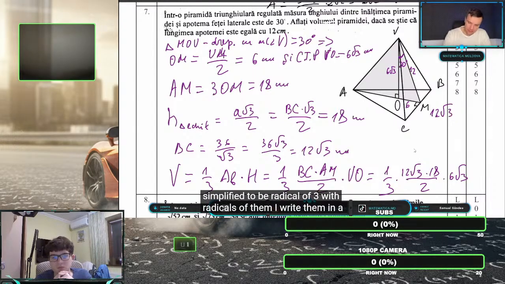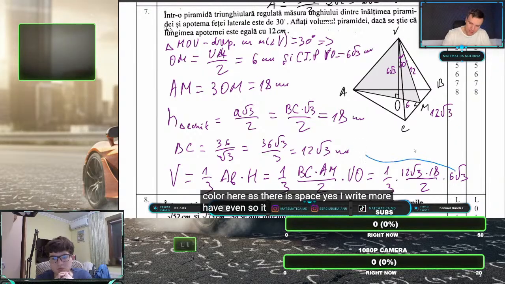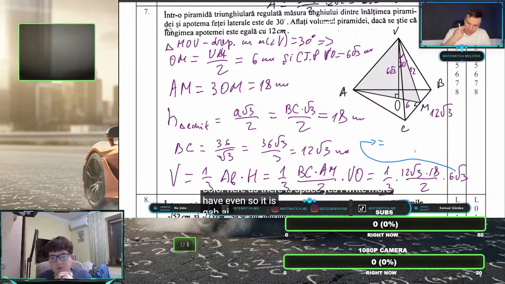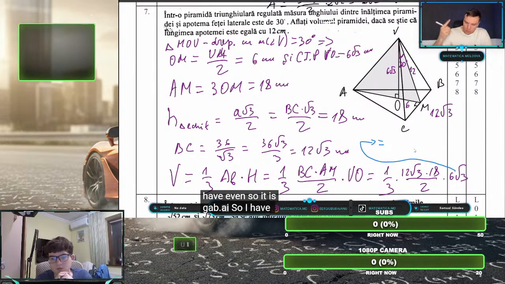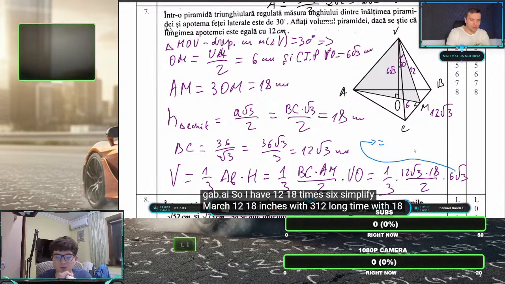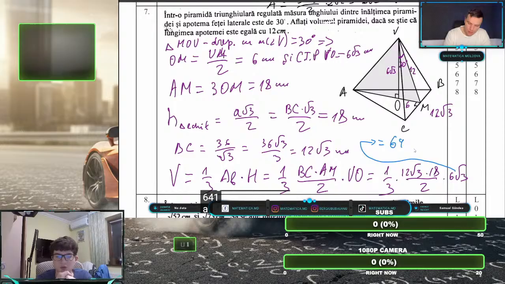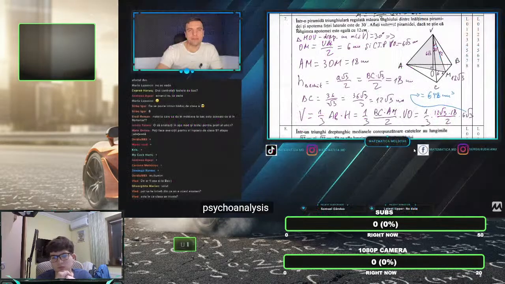Okay. I'll put it there. Let's see what it is. So simplify and stuff. It's gonna be something like that. 648 centimeters cube. Yeah.